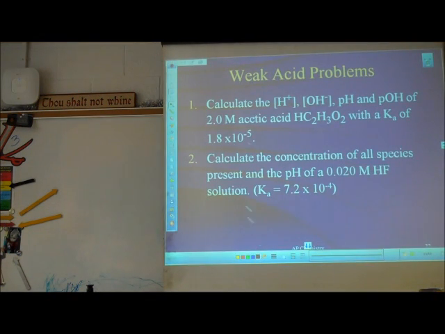Here we go. It says calculate blah, blah, blah of 2 molar acetic acid. Stop right there. Strong or weak? Weak. You probably could have guessed that, it's on that slide. It says weak at the top. It's a weak acid. Here's another clue. I give you a Ka value. You're never given Ka values if the acid is strong. Is this Ka value small enough that water is the dominant acid? No.